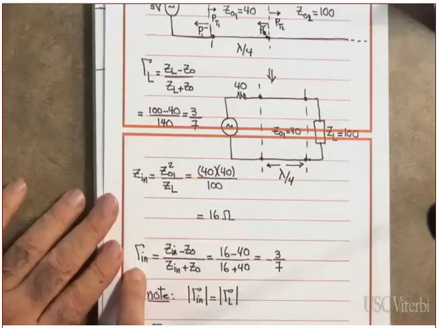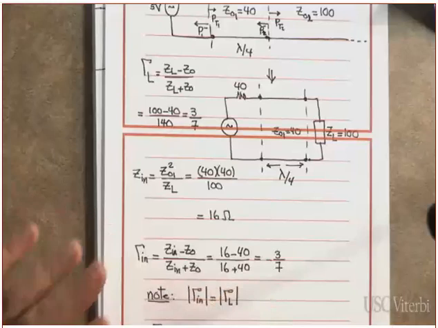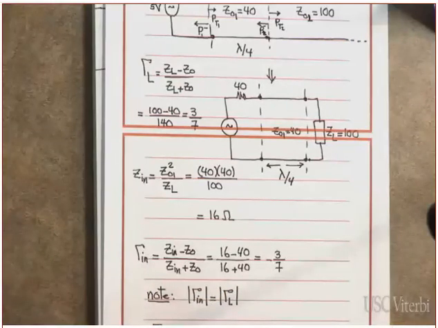What is gamma n? Gamma n, remember, is the reflection at where? Looking into the line. From where? From the source, looking into the line. Not into the source, into the line.